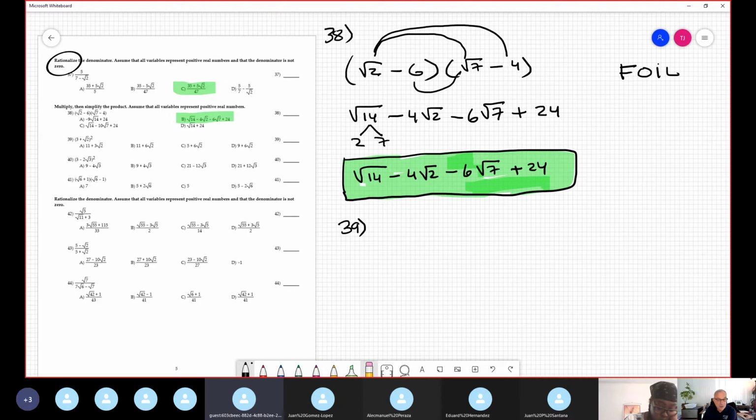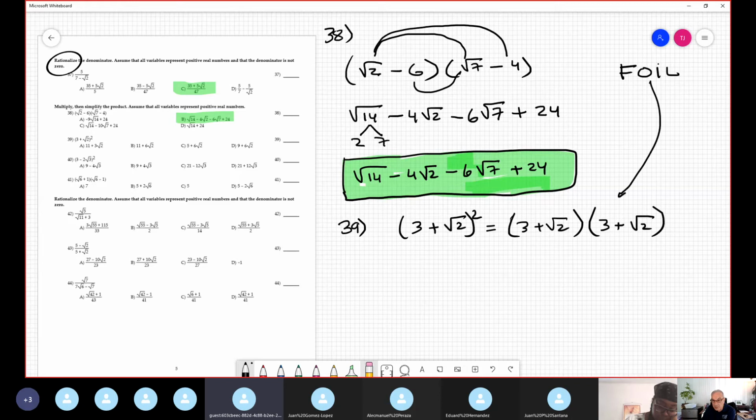Well, 39 is easy. It's (3 plus radical 2) squared. Okay, by the way, this is equivalent to writing (3 plus radical 2) times (3 plus radical 2). They are twin brothers. If you want, we can apply the formula. Oh no, suppose you don't remember the formula for the twin brothers, you apply FOIL again.